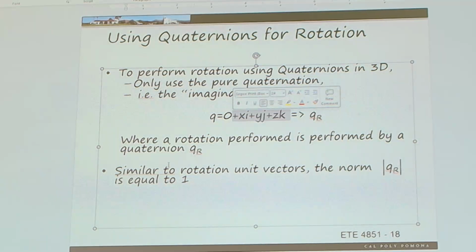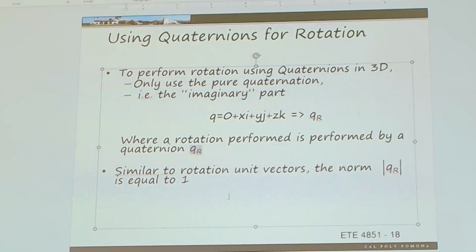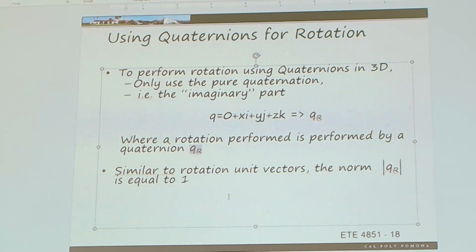Okay, so a rotation is going to be performed through this quaternion QR. We're going to call it QR. So it's similar to the rotation, similar, not equivalent, of the unit vectors, where the norm of QR is equal to 1. It's not the same. I don't want you to confuse that. That's why I said similar, but in your mind, I do not want you to equate the IJK of a unit vector to be that of the quaternion IJK. Everybody with me on that?